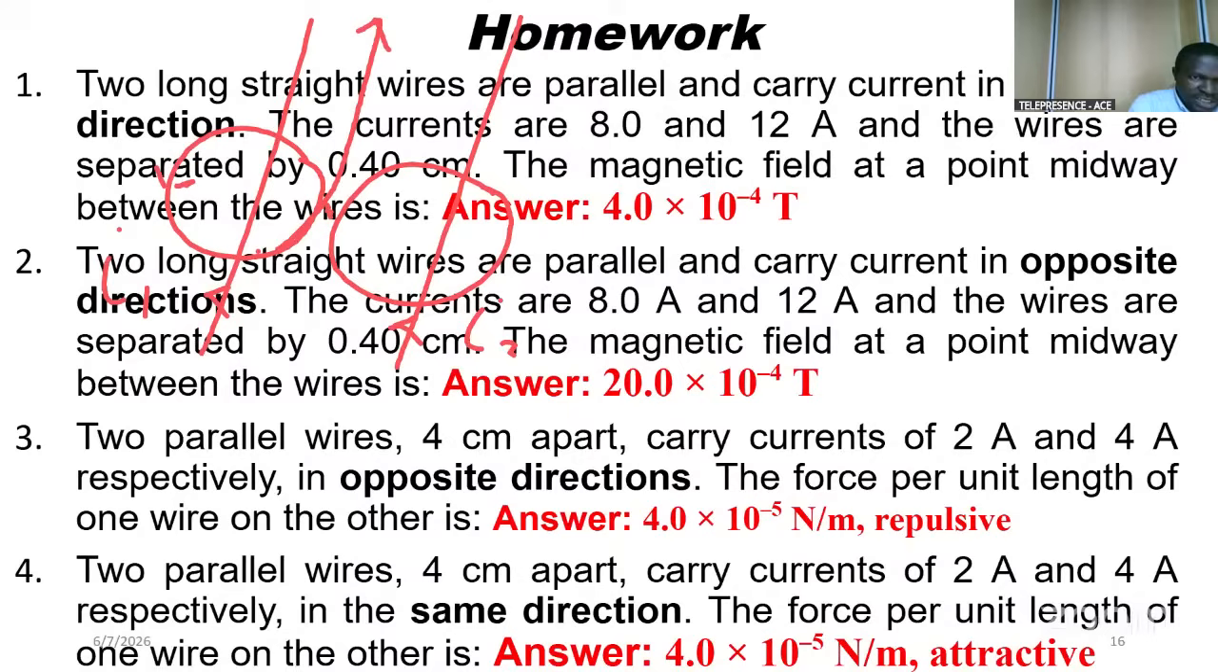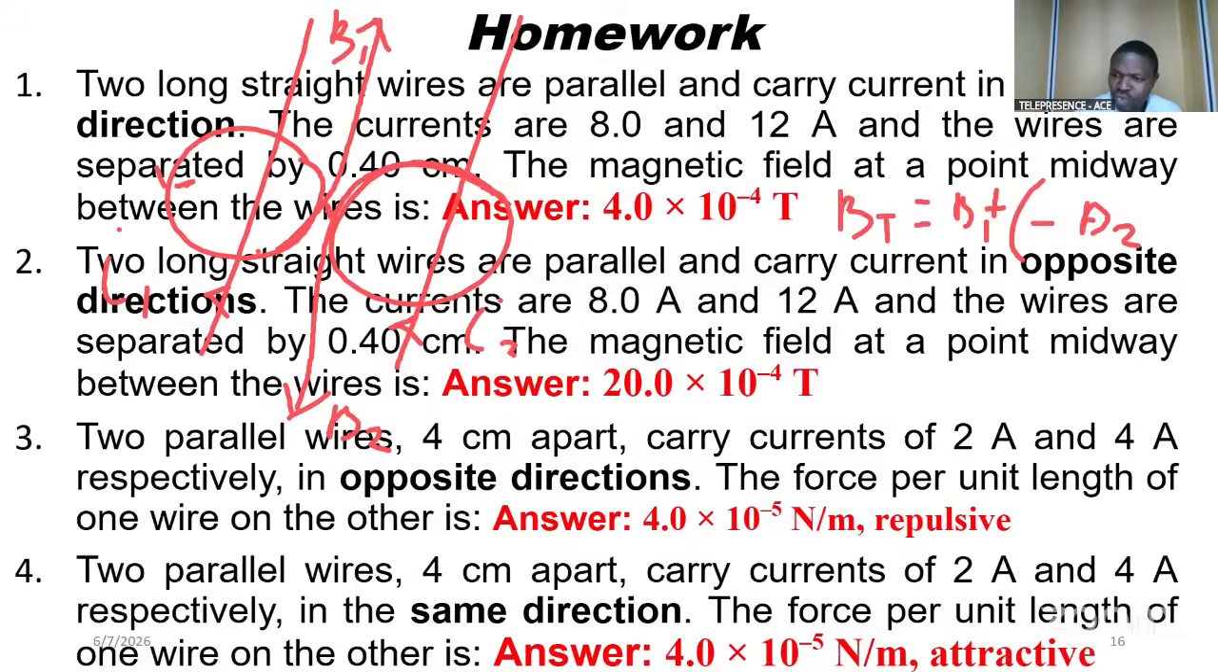Okay, this is B1. And that of the second one is actually coming from this side, going like this, going down like this, which is B2. So the total magnetic field here is going to be B total equal to B1 addition of all the magnetic field. So B1 plus, into minus B2. As you can see, the B2 is actually going downward.